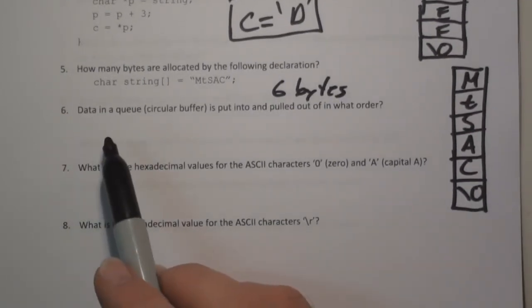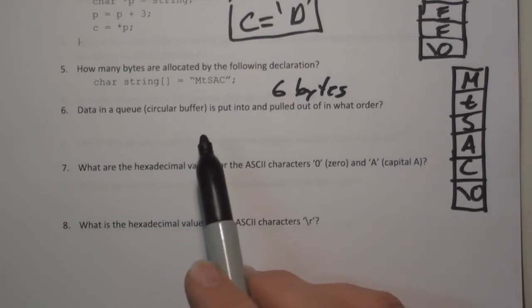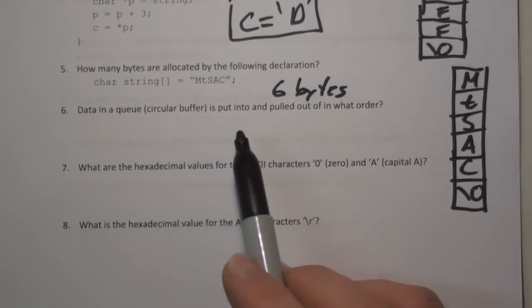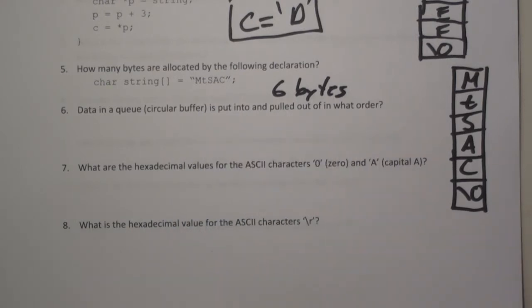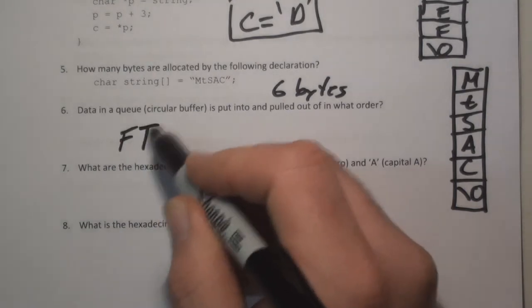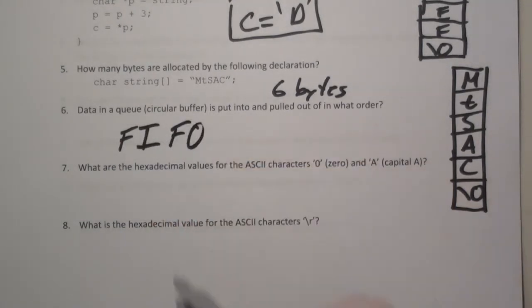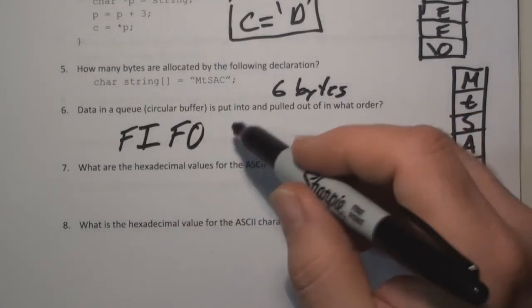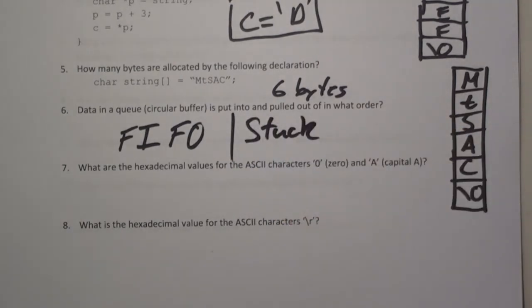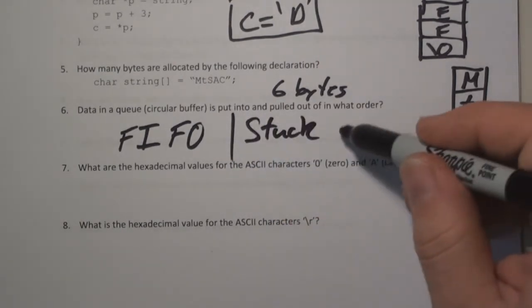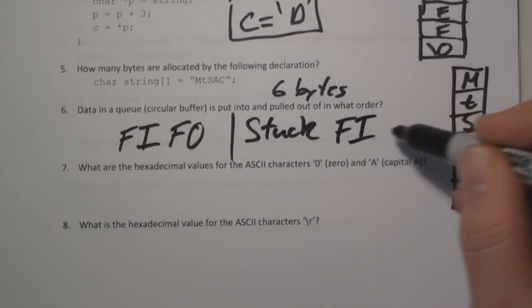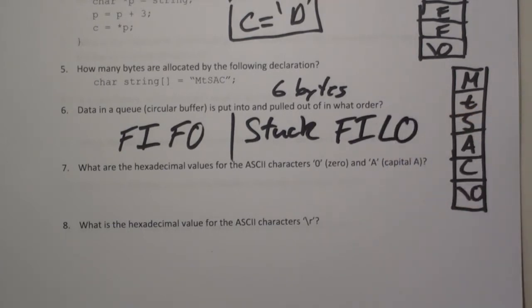Data in a queue, a circular buffer, is put into and pulled out of in what order? So any data that goes into a queue, the first data that goes in is the first data that comes out. So it's first in, first out. A stack is another data structure, and the first data that goes into a stack is the last data out. So a queue is first in, first out, and a stack is first in, last out.